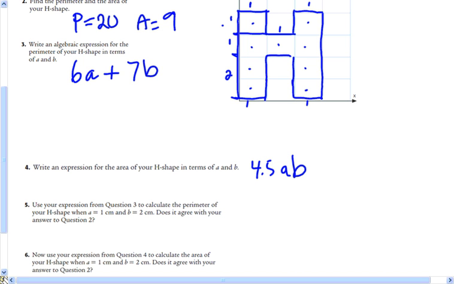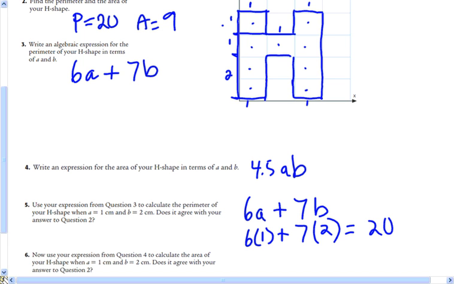Okay, now number 5 says use your expression from question 3 to calculate the perimeter when A equals 1 and B equals 2. So we're talking about this. And if A equals 1, we're going to do 6 times 1. B is 2, 7 times 2. And if we simplify that, we get 6 plus 14 equals 20, which is what we calculated the perimeter as before.